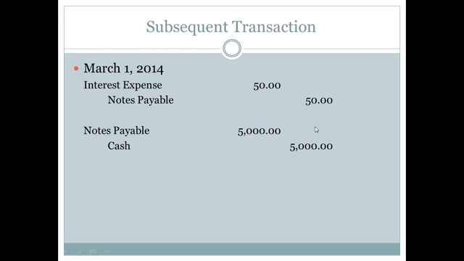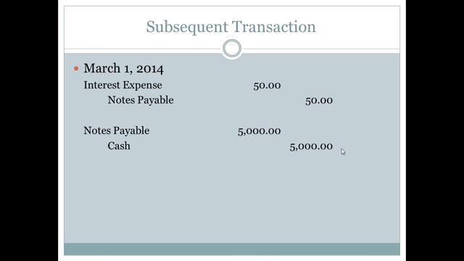and then we pay the note. Remember that as of the end of 2013, the note payable had a balance of $4,950. We just added another $50 to that account, and therefore it has a balance of $5,000, which is exactly what we owe the lender. We borrowed $4,850 to begin with and agreed to pay $5,000 6 months subsequent to that. And so now we are going to eliminate the notes payable from our balance sheet by debiting notes payable for $5,000. That will draw that account down to a zero balance. And we will also credit cash for $5,000 as a result of paying off the note.